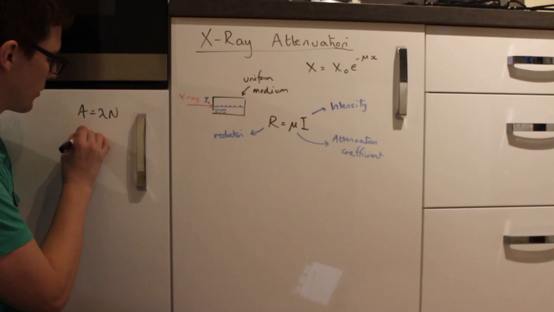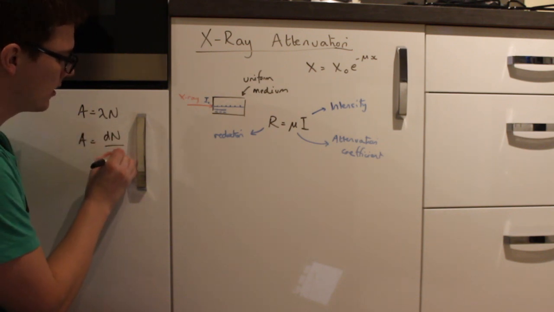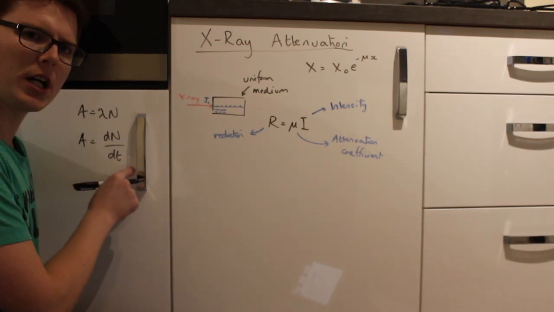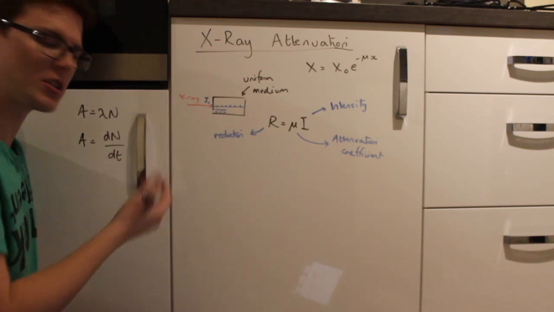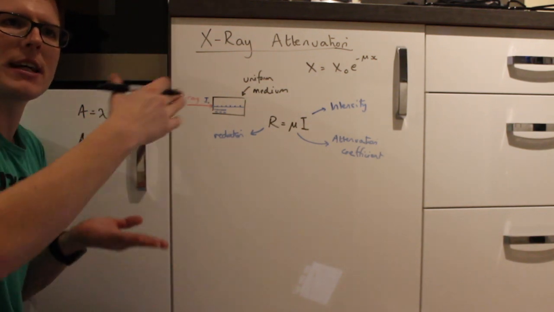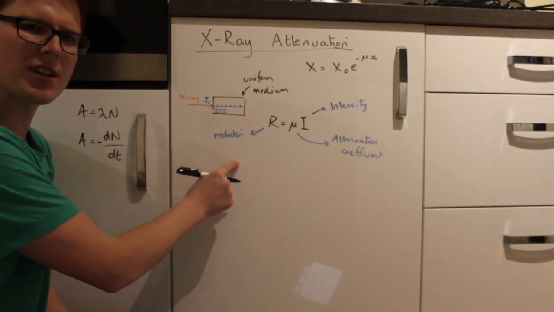So we've got the other equation, which is A equals dN by dt. Activity is the rate of change of undecayed nuclei. It's how much it's decreasing. And it's got a little negative there, and the negative is there because the activity is decreasing as time goes on. All right? So we're going to do something similar for this.